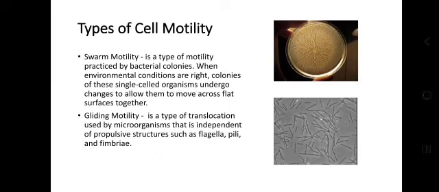Gliding motility. It is a type of translocation used by microorganisms that is independent of propulsive structures such as flagella, pili, and fimbriae. Gliding allows microorganisms to travel along the surface of low aqueous films. The mechanisms of this motility are only partially known.